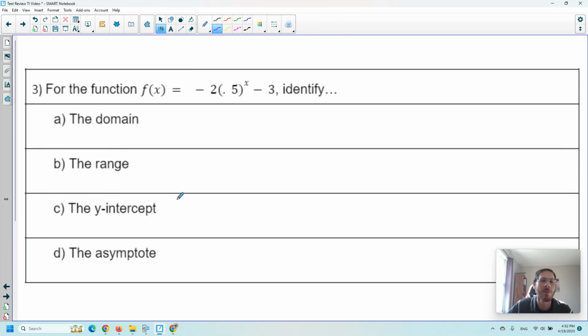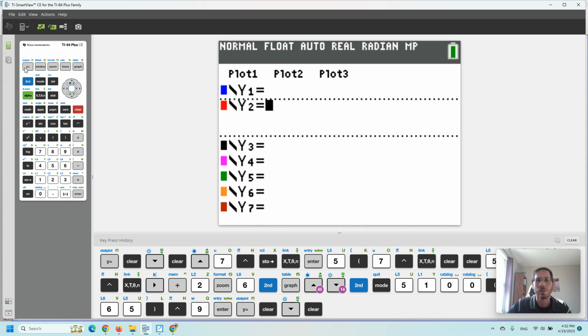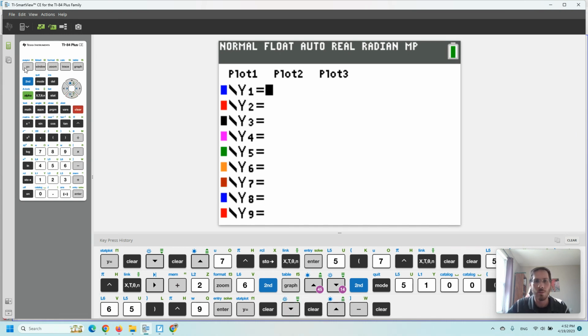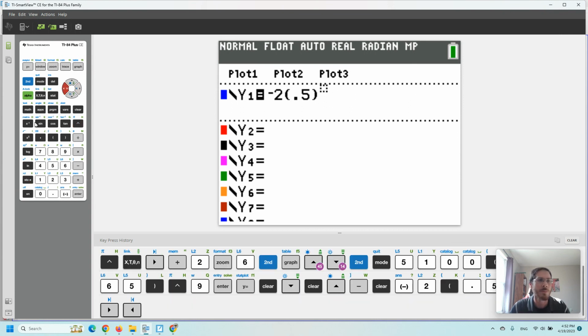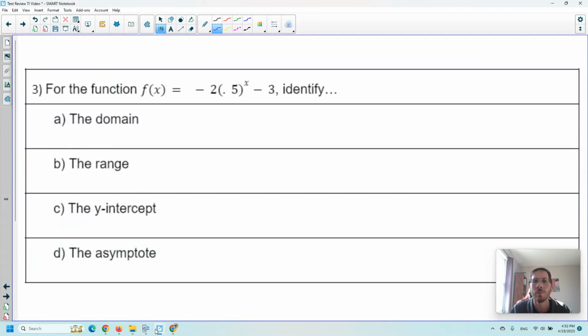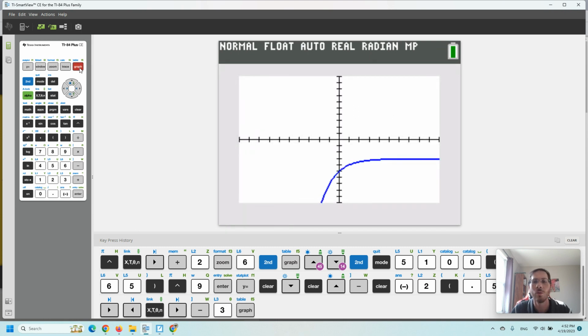For this function, we need to identify everything. Again, we could just do it by looking at the function itself, but if we want to use the TI, we want to type this into the y equals screen. So -2, clear that out. -2 parentheses 0.5 to the power of x. All right, and the other part is -3. So if we graph it, we can see most of our pieces.